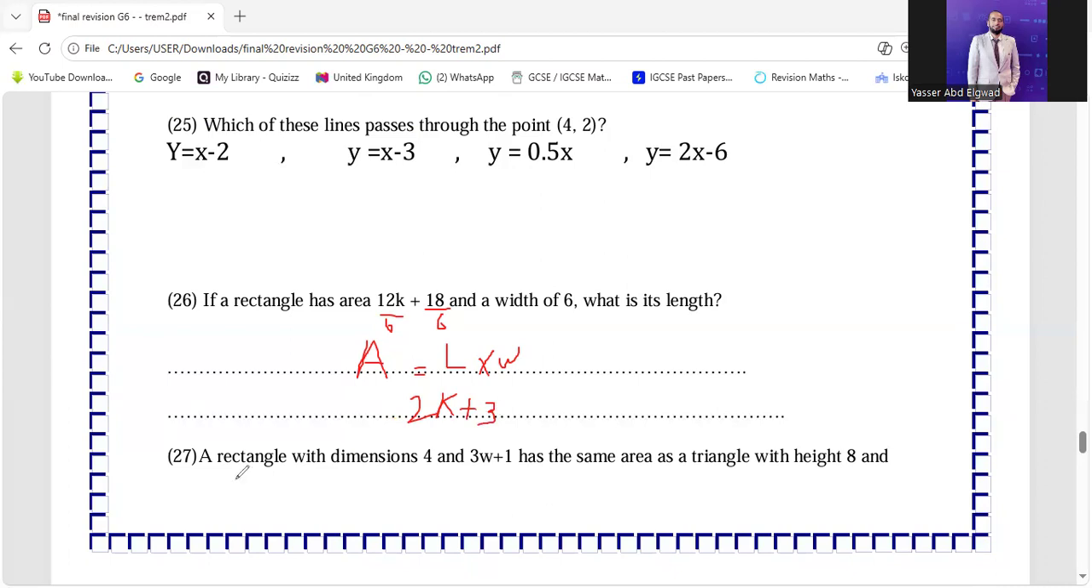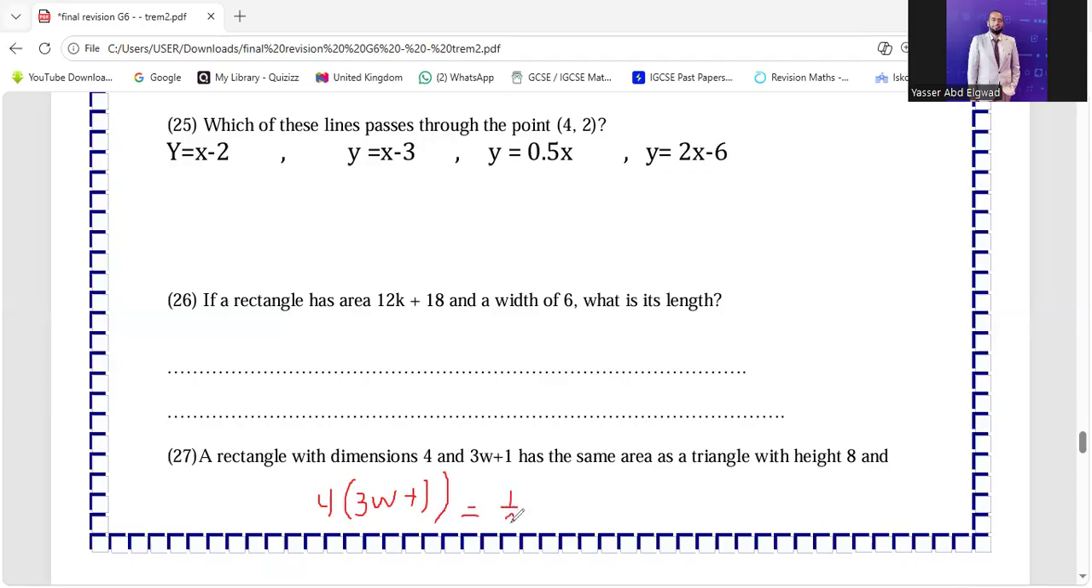Here is a rectangle with area 27 and dimensions, meaning length and width. And the triangle has the same area. Here is a dimension, here is 4, the area: 4 multiplied by 3w plus 1. Here is the product, 3w plus 1, equal half the triangle.